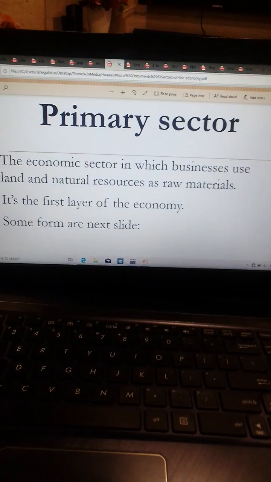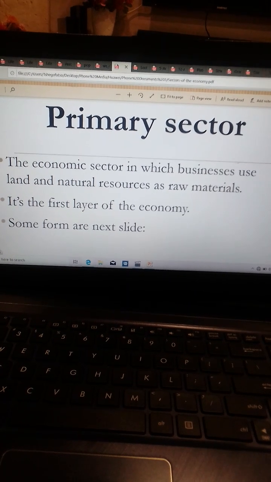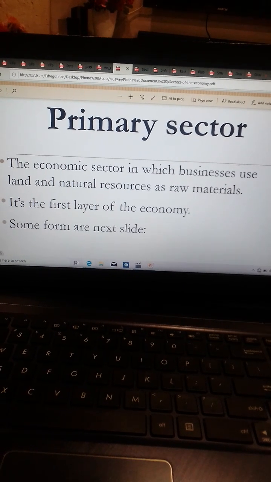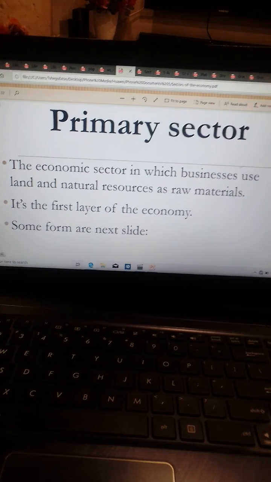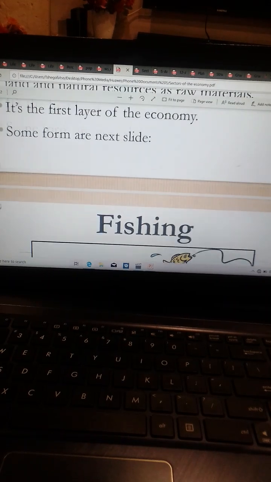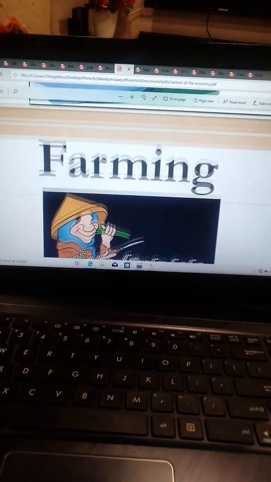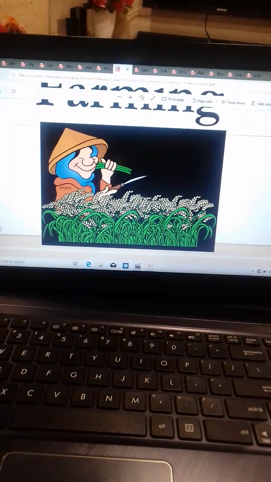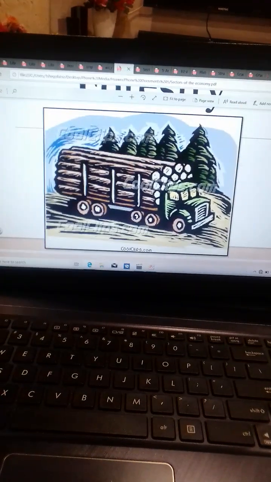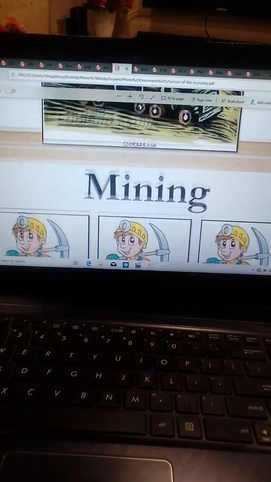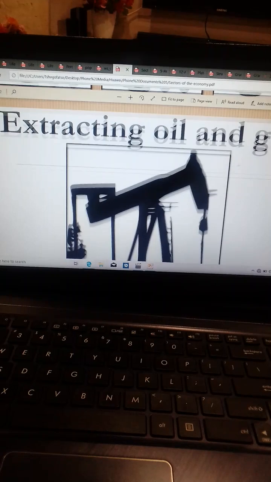Now, the primary sector is the economic sector in which businesses use land and natural resources as raw materials, right? The primary sector is the first layer of the economy. So, for example, fishing, which is a form of hunting sea life, farming, forestry, mining, as well as extracting oil and gas.